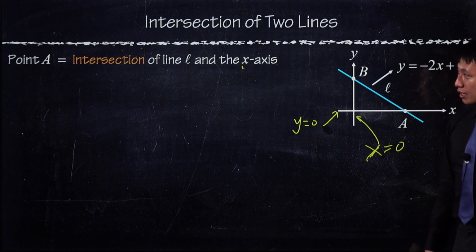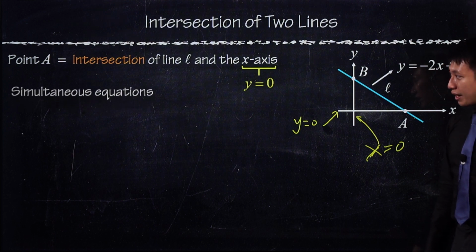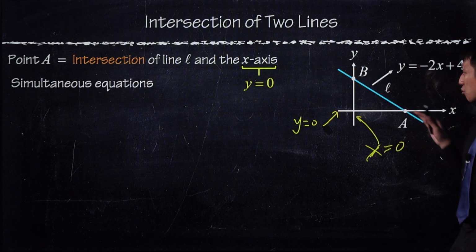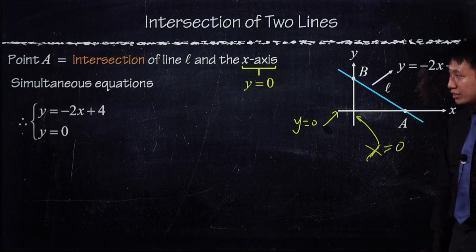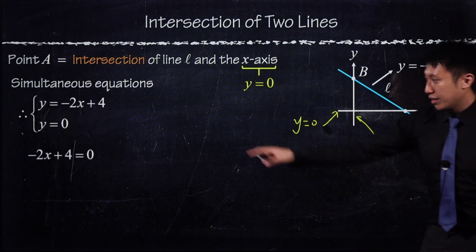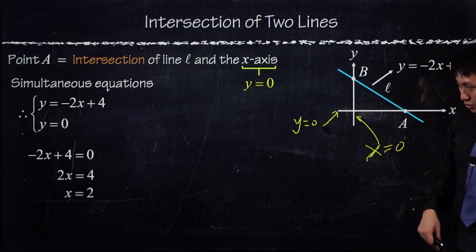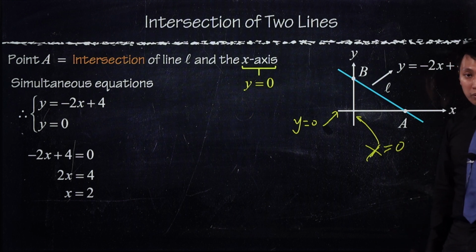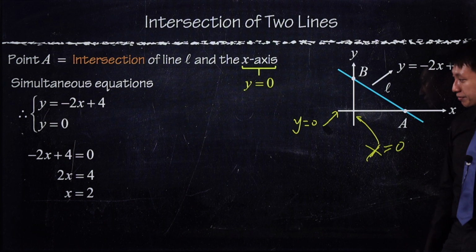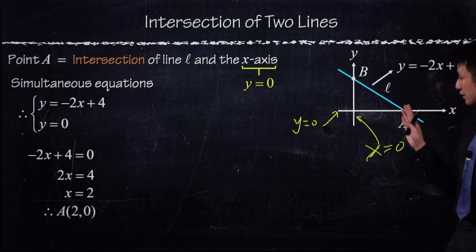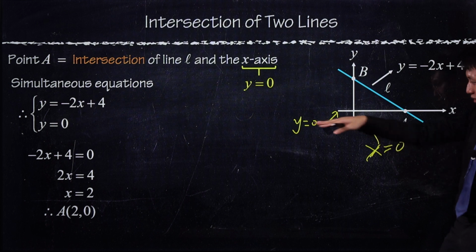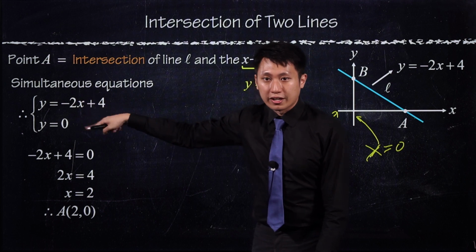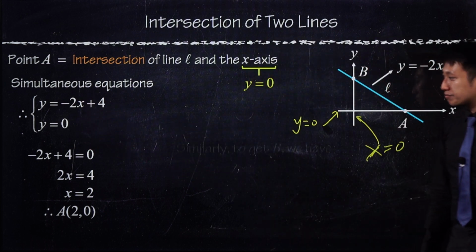So point A is where y equals 0, and we solve simultaneous equations, so y equals 0 and y equals negative 2x plus 4. We have done this previously already. So x is equal to 2. So this point A has 2 as the x coordinate. It's very obvious: it's (2, 0) because y is 0 already. You sub x equal to 2 back into one of the equations, so you get 0 for y.